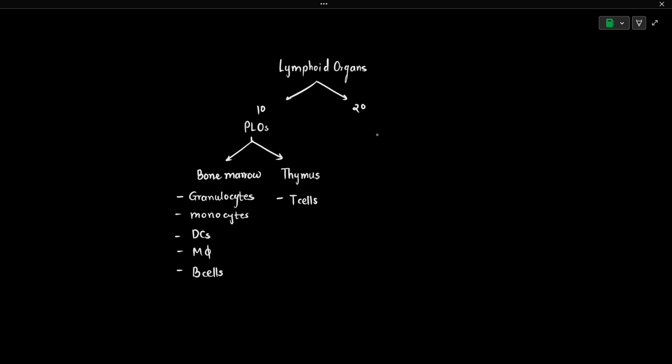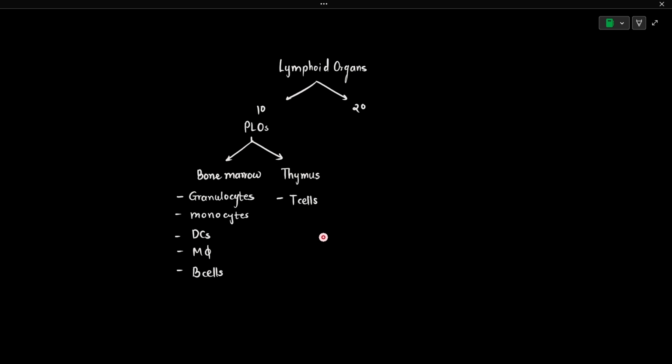So the cells which originated in the primary lymphoid organs and are now mature in those microenvironments will travel to the secondary lymphoid organs, and these organs will be the site where those cells will be exposed to the antigens for the first time in life.